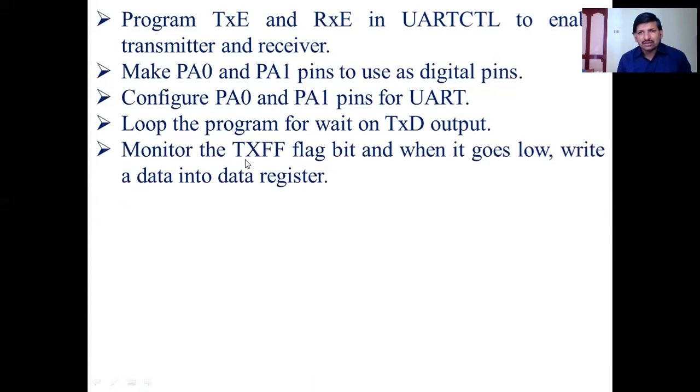Next, monitor the transmitter first in first out full flag bit, and when it goes low, write data to the data register. So we need to monitor the flag register. If the buffer is full, it is not possible to write the data. Whenever this flag bit value is low, only then we write the data into the data register. For that, we need to monitor the buffer until it is showing empty.